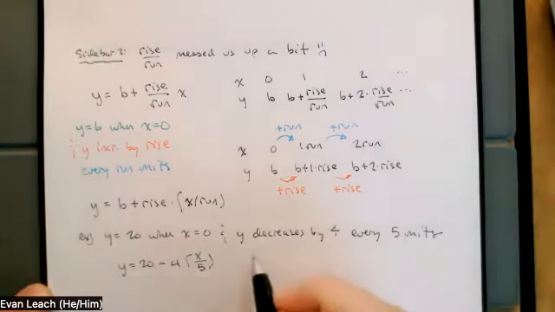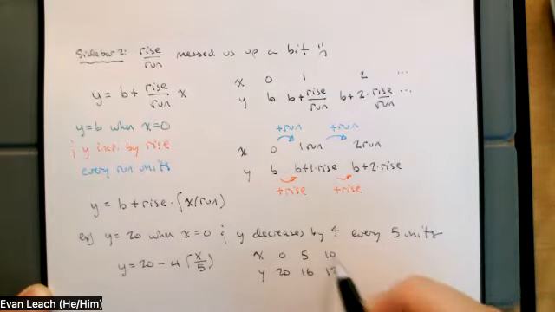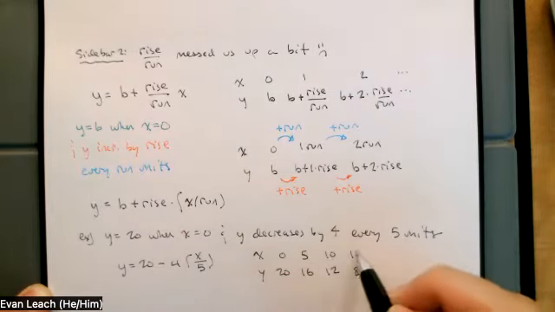And so the table, hey, it's not a fraction. Chill. If x is 0, y is 20. Y decreases by 4 every 5 units.